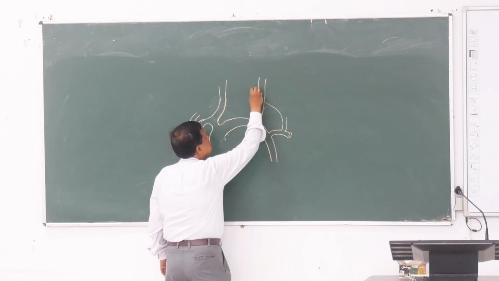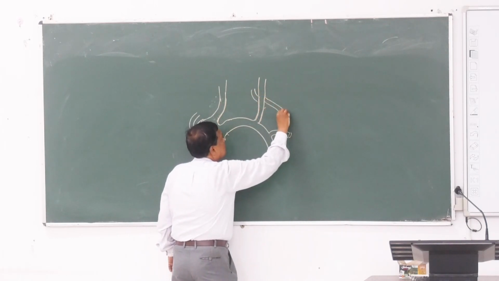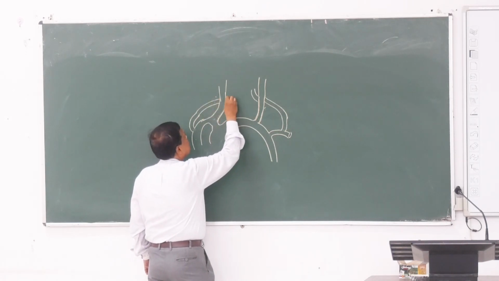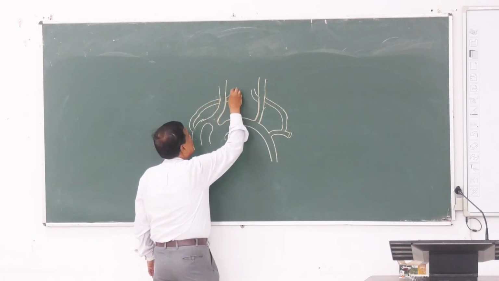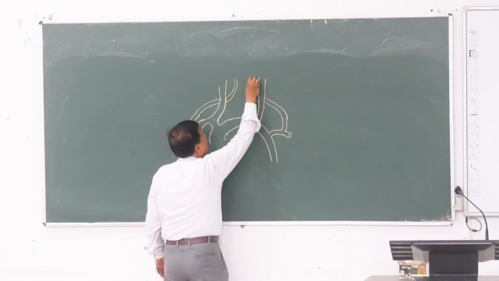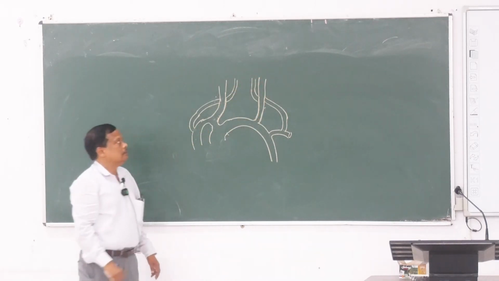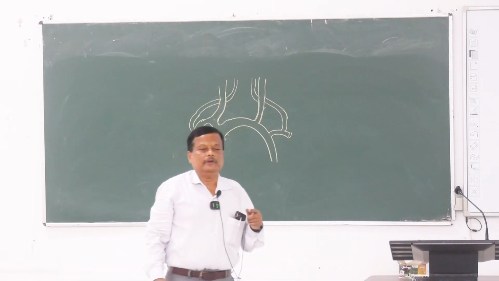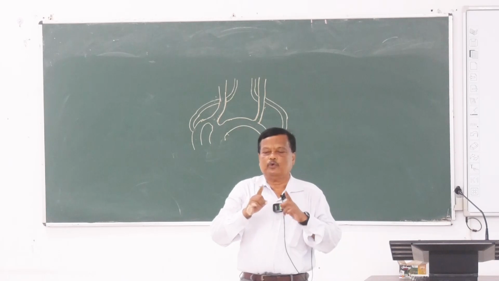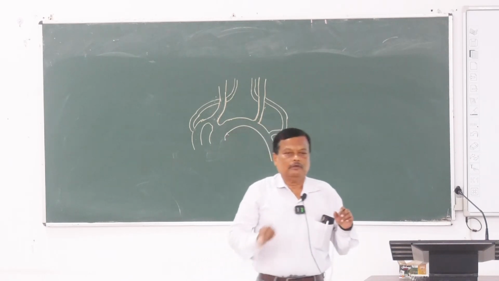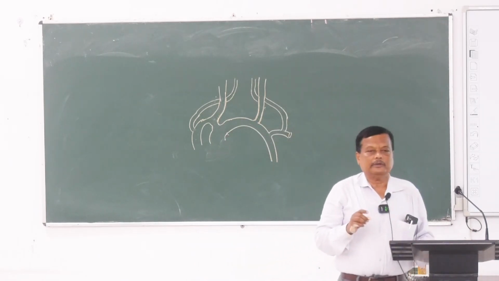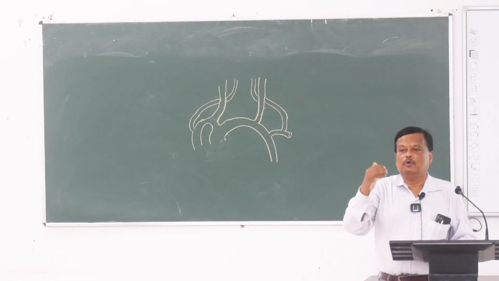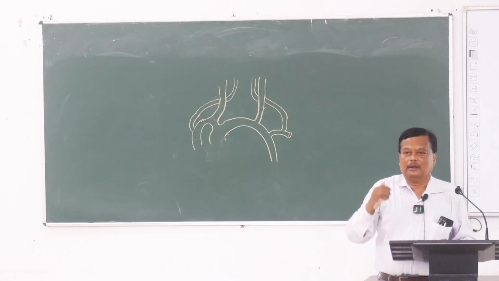Vertebral artery enters the foramen transversarium of the 6th cervical vertebra, and in this way it goes up. So vertebral artery arises from the subclavian artery, then it enters the foramen transversarium, the foramen present in the 6th cervical vertebra, then proceeds onwards to the foramen transversarium of the 5th, 4th, 3rd, 2nd and 1st.